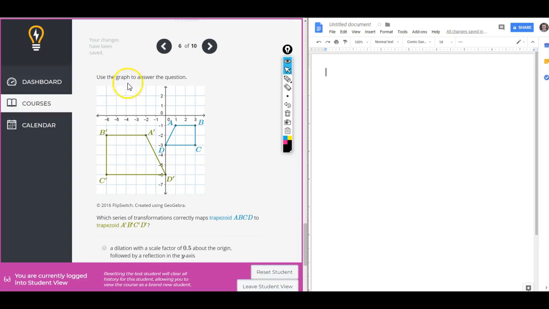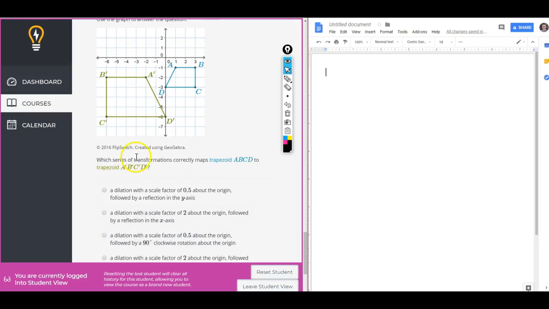Okay, question 6. Use the graph to answer the question. Which series of transformations correctly maps trapezoid ABCD to trapezoid A prime, B prime, C prime, D prime?